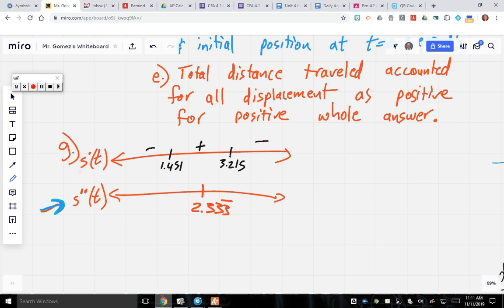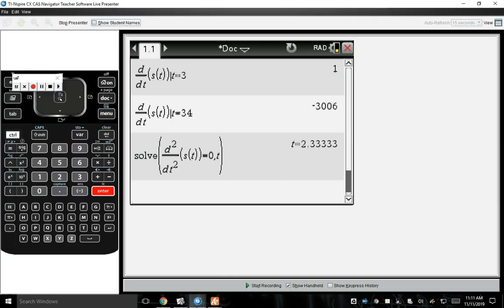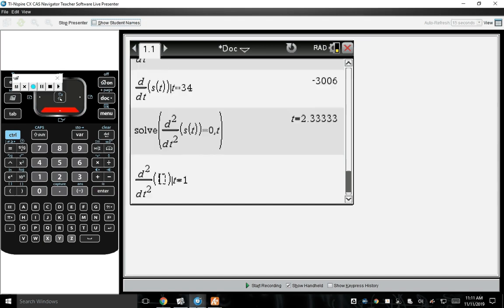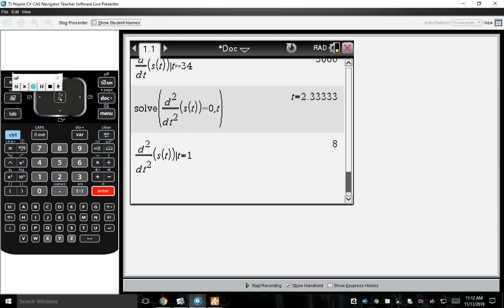Okay? So I want to see something to the left of 2.3. I could say 1. And then something to the right, like 3. And all I care for are the signs of the second derivative. Menu 4-2, t, my value is 1. The second derivative, since we're analyzing the acceleration of my stored function S of t, is positive.